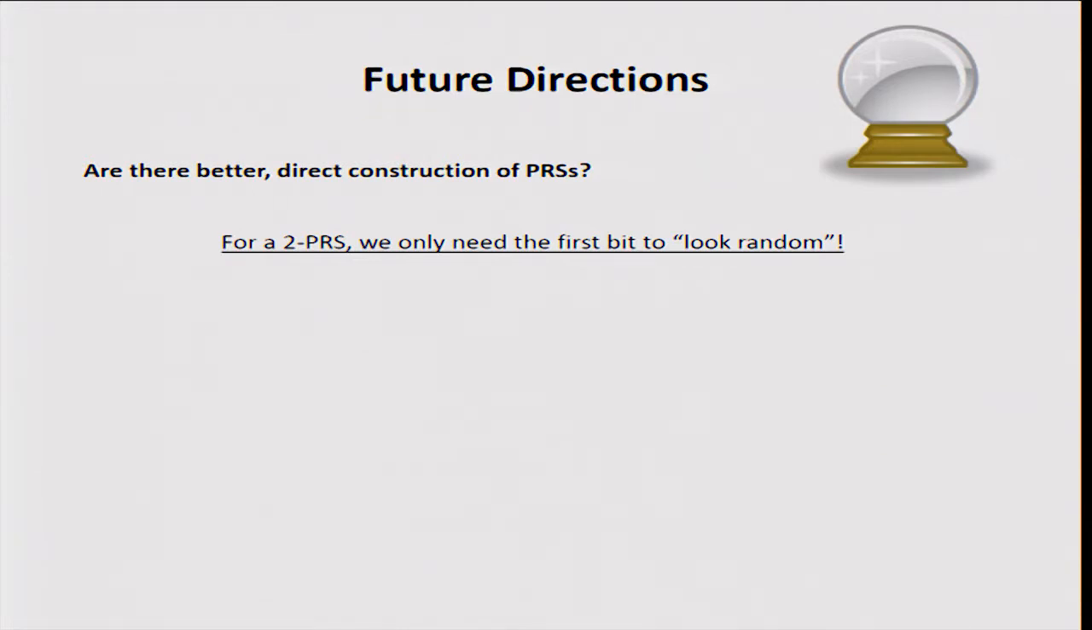Okay, so just to mention some future directions here. I think the most obvious future question is whether there are better direct constructions of PRSs. We took something that was already a partially secure PRP, swap or not, and used that to get our PRS, our pseudorandom separator. But it could be that there's a much more efficient construction directly of, say, a 2 PRS. And intuitively, it seems like it should be easy.